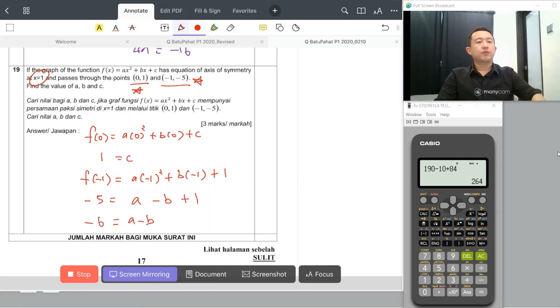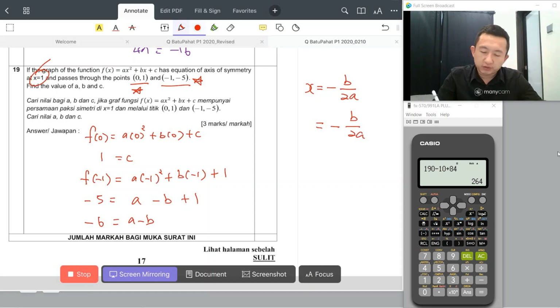So we are not done. We need another equation to figure out the values for a and b. We haven't utilized this information: x equals 1. What is the formula for the axis of symmetry? x equals negative b over 2a. You can have negative b over 2a. So you don't have anything to replace.